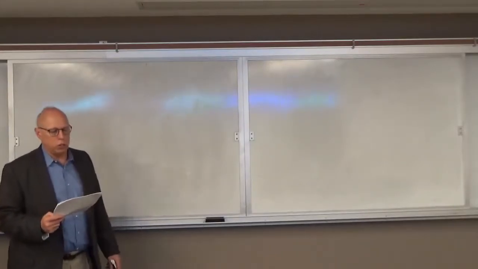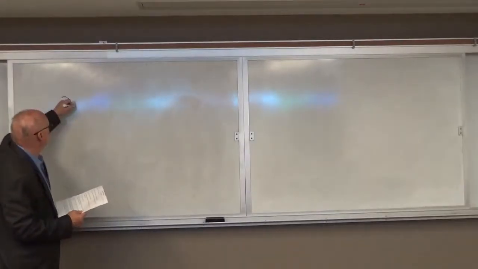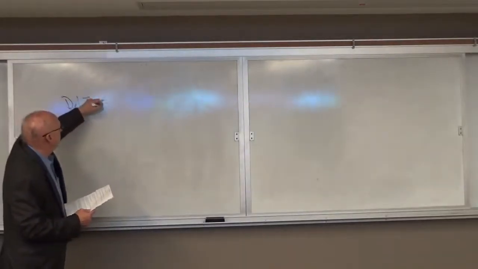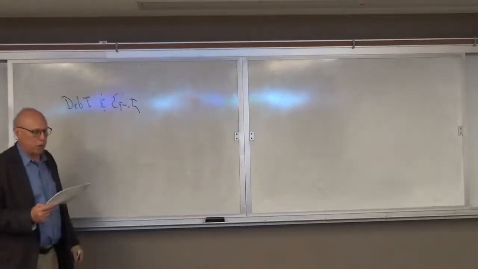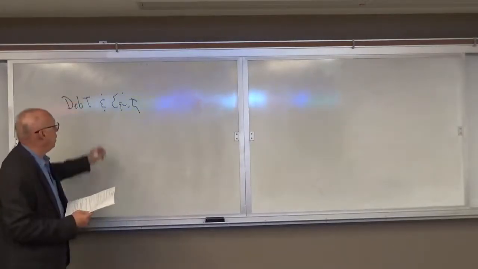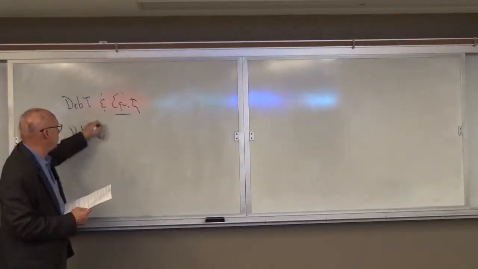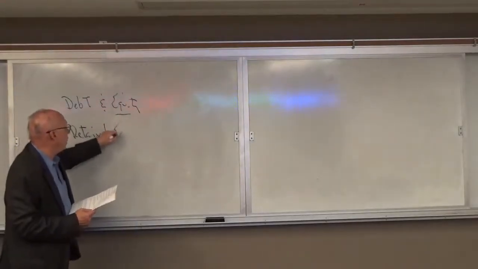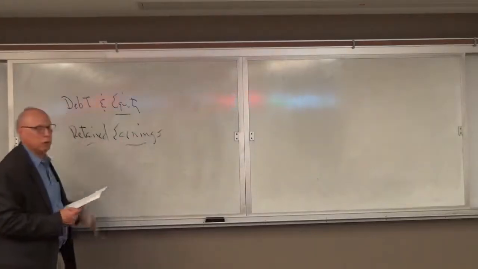So the first question is, what are the two forms of capital? And we've had that all semester long, debt and equity. Those are the two forms of capital. What is the first source of capital used by companies? And the answer is equity in the form of retained earnings. This is for companies that are up and operating, and hopefully they have some retained earnings.